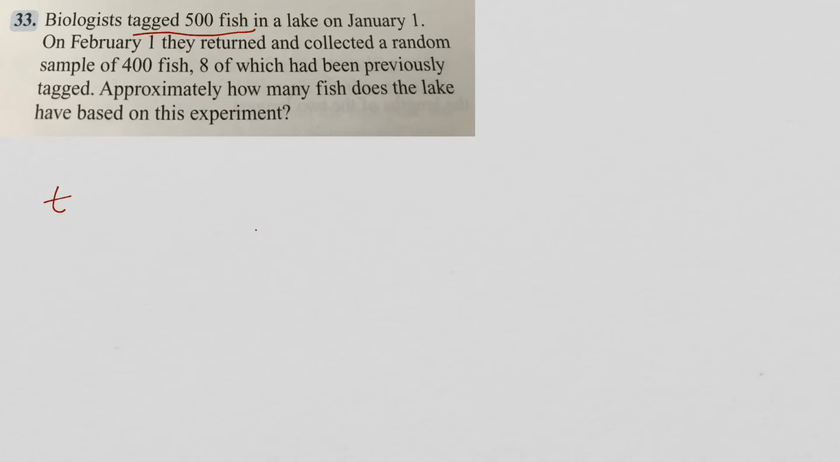So I'm going to say F over T. This represents the number of fish and the number of tagged fish. In the first situation, we have 500, we don't know how many fish are in the lake, so we just have an X, but 500 of all of those fish have been tagged.